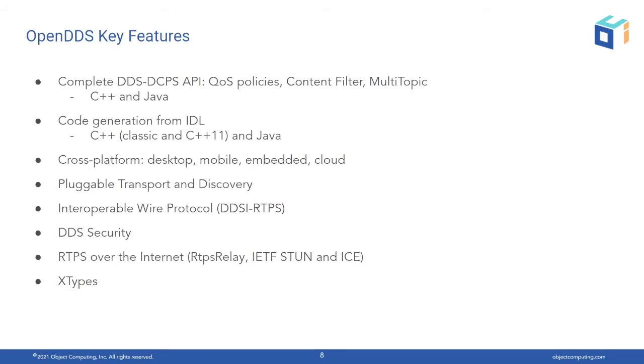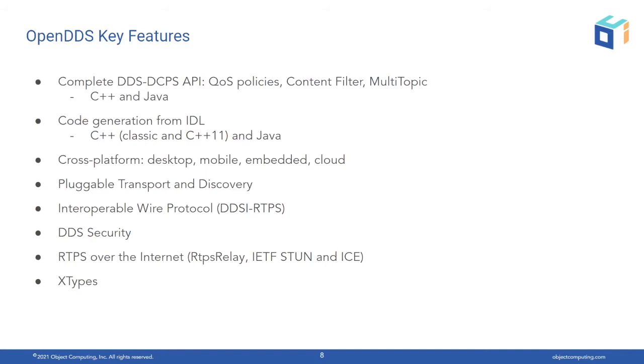OpenDDS is a cross-platform project, so it works with common development tools and systems, whether you're targeting desktop, mobile, embedded, or cloud. And OpenDDS's architecture supports pluggable transport and discovery. Transport means how does the data actually make it onto the network and to the remote systems. Discovery is how does the domain bootstrap itself and know where the peers are on the network and what they're doing.